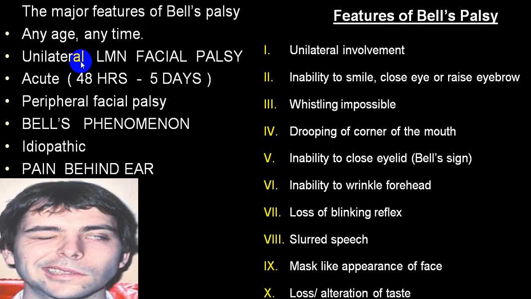We already told you: unilateral, acute onset, peripheral, Bell's phenomenon, pain behind the ear. So unilateral involvement, inability to smile, inability to close the eye or raise the eyebrows, whistling is not possible, that is pursing of the lip and blowing of the cheeks is not possible, drooping of the corner of the mouth. Inability to close the eyelid is called Bell's sign, and while closing, the eyeball rolls up, that is called Bell's phenomenon. Inability to wrinkle the forehead, loss of blinking, slurred speech, or the person will have dysarthria, a mask-like face because that side cannot contract, and loss or alteration of taste, because the anterior two-thirds of the tongue is also affected.